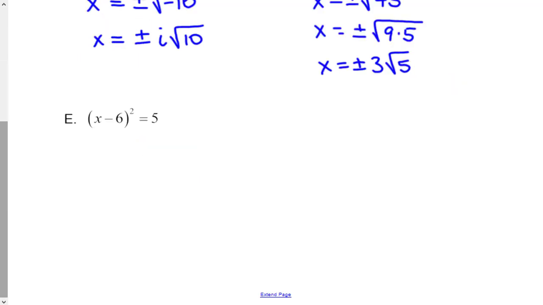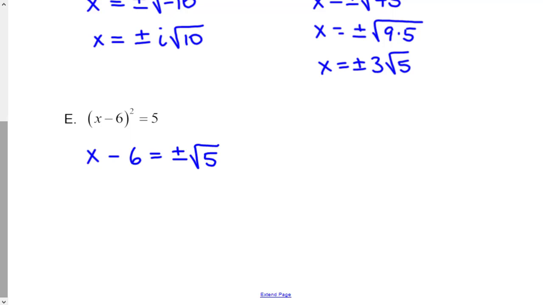Last up here, this one looks a little bit different because I have a quantity x minus 6 that's squared and equal to 5. But this is okay. I would just take the square root of both sides. The square and the square root will cancel, so I will have x minus 6 equals plus or minus the square root of 5.